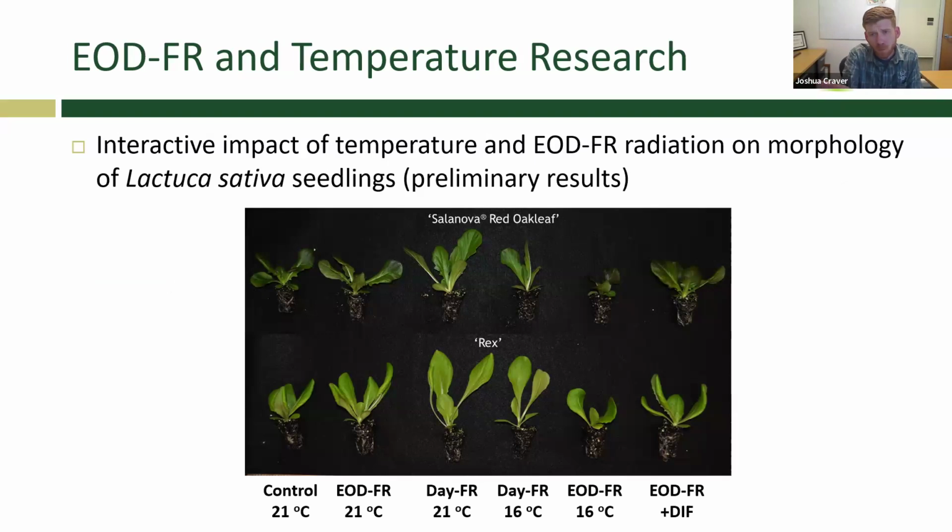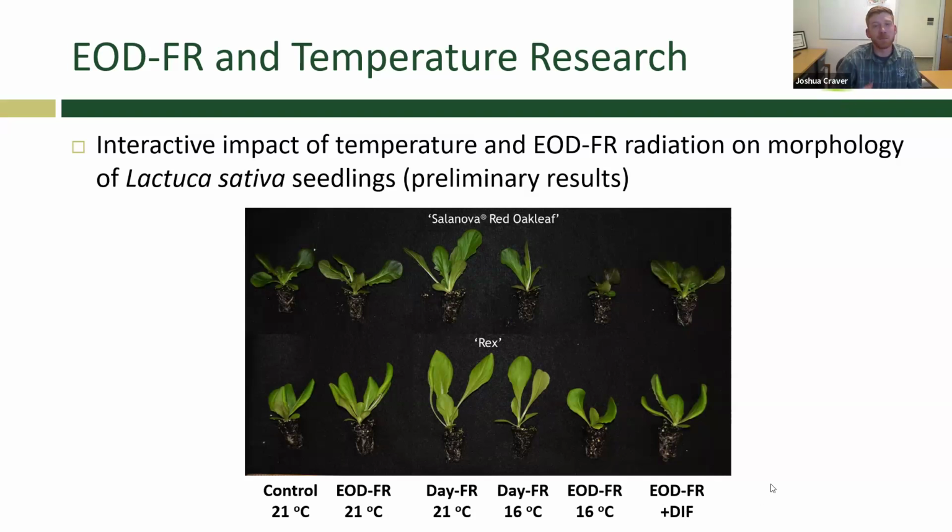What you'll see is we have 2 cultivars of lettuce: Salanova red oak leaf as well as Rex. And we've got all of our different treatments here at the bottom. We had a control where plants were just grown under normal full spectrum LEDs at 21 degrees Celsius. Then we had an end of day far red treatment at 21 degrees Celsius. And then we had far red applied throughout the day at 21 as well as 16 degrees Celsius. And then we had an end of day far red under 16 degrees Celsius and an end of day far red under a positive DIF.